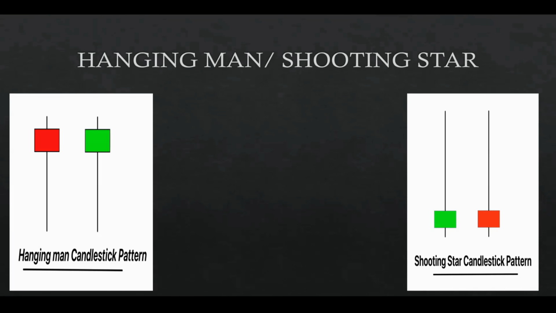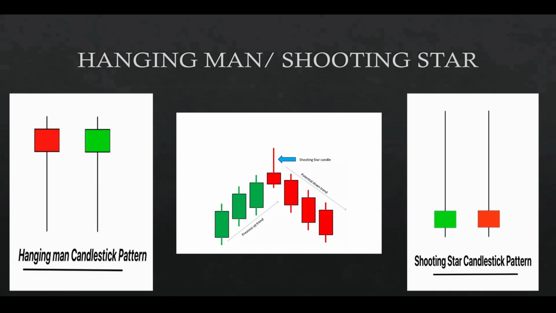The last two are going to be the hanging man and the shooting star. Identical to the hammer and the inverted hammer, the hanging man has a small body on top with a long wick on the bottom. On the other hand, the shooting star is similar to the inverted hammer with a small body on the bottom and a long wick on top. What sets these candles apart is simply where they are printed. Both the hanging man and the shooting star indicate a bearish movement or reversal when they are printed after an upward trend.